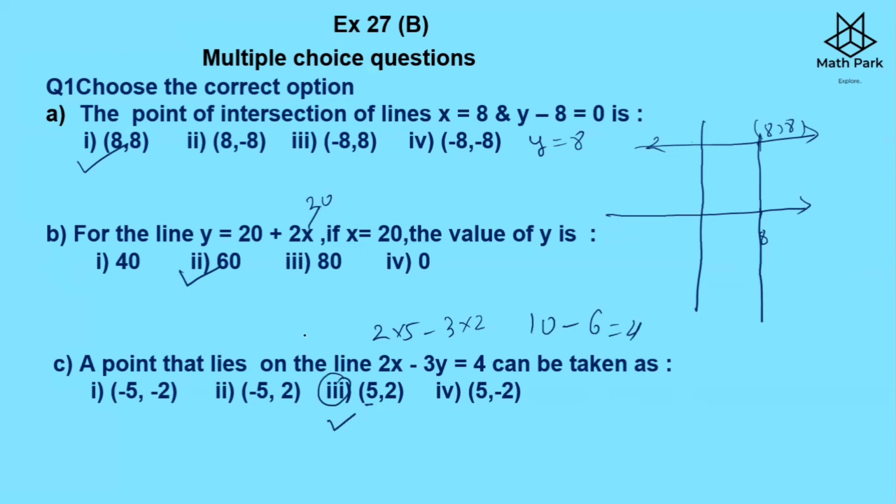Got it? The next question is the third MCQ B. The line x plus 5 is equal to 0, which is going to be x is equal to minus 5. And x is equal to minus 5 is going to be the line which is going to be parallel to y-axis.